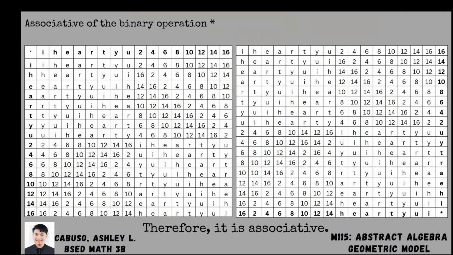As what I've said earlier, by inserting and interchanging columns, the resulting elements on the flip table can be arranged like on the original table of results of the geometric model. So therefore, it is associative.